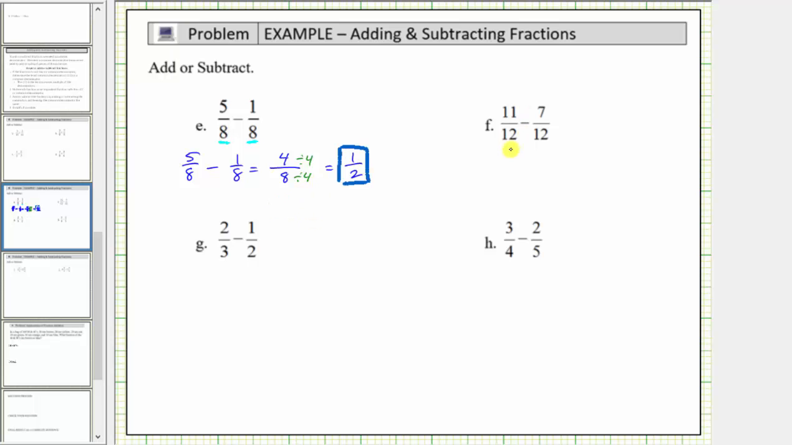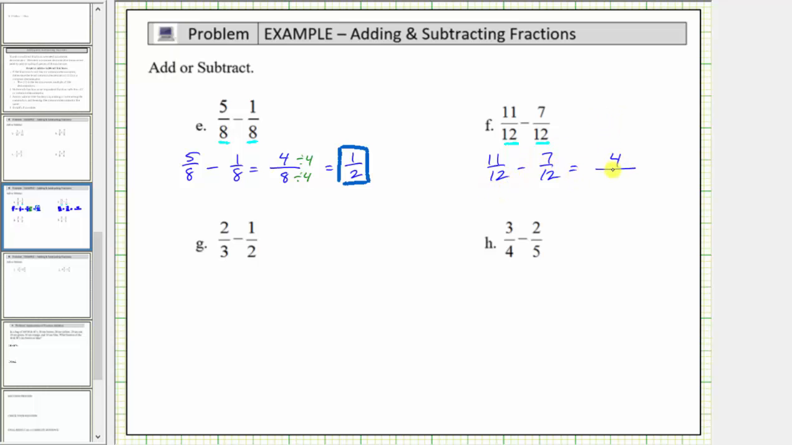Next we have 11/12 minus 7/12. Again, notice how we already have a common denominator of 12, which means the parts or pieces are already the same size. 11/12 minus 7/12 means 11 copies of 1/12 minus 7 copies of 1/12. So to find the difference, we subtract the numerators. 11 minus 7 is equal to 4.